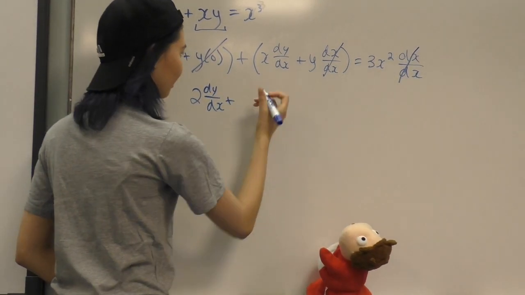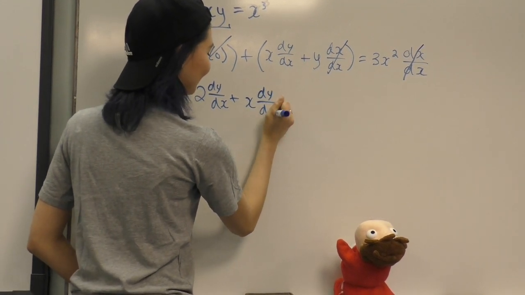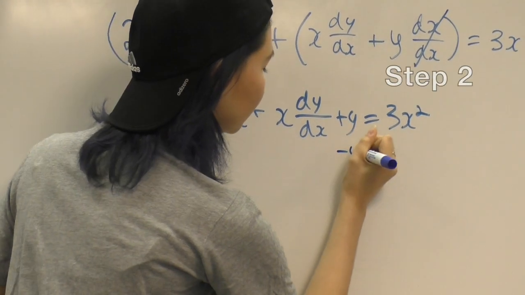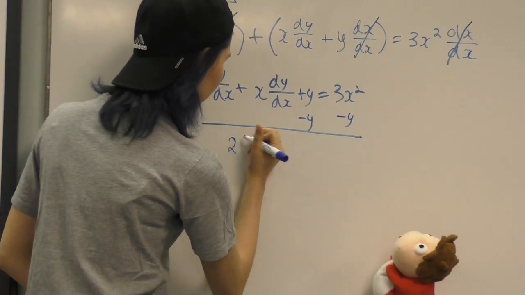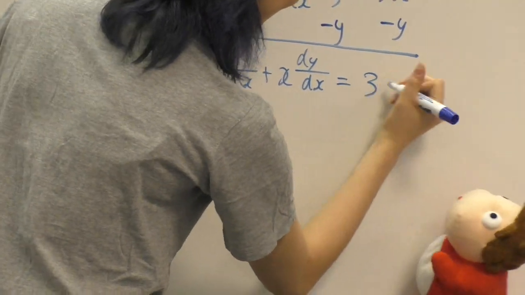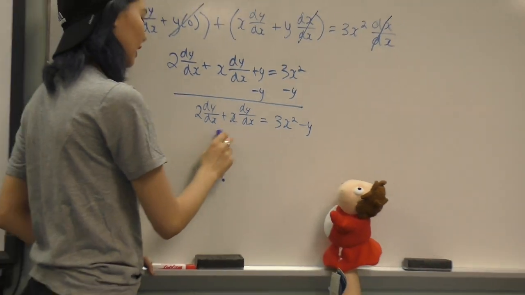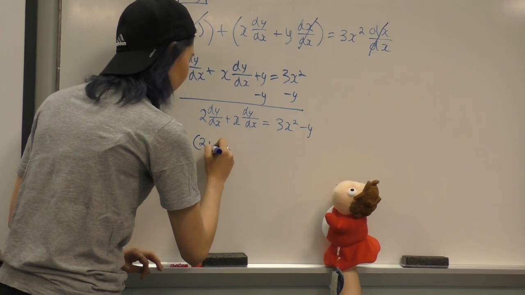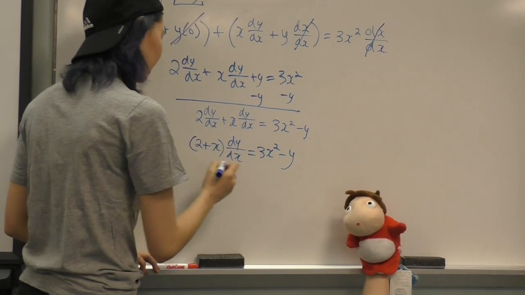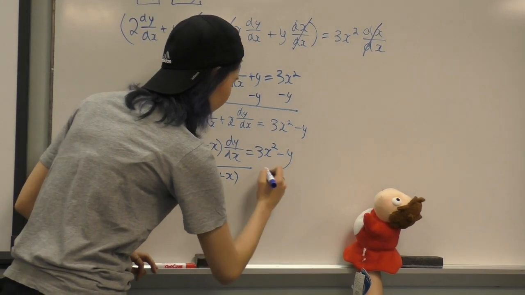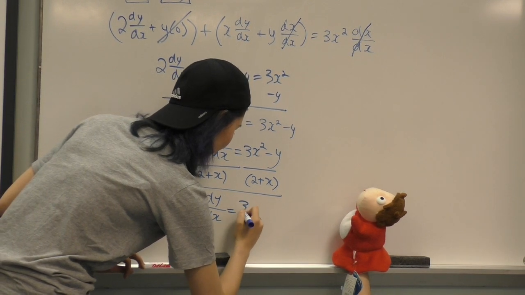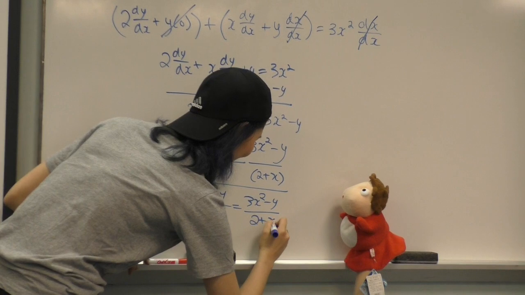This looks hard. It is a little hard, but we're going to do this together. Okay, so we just moved everything down to here, right? First we're going to subtract the y, because it's not part of the dy/dx. Next we're going to get the dy/dx together and separate everything else. So we have (2 + x) dy/dx equals 3x squared minus y. Great. Now we're just going to divide to separate it from the dy/dx. So dy/dx equals 3x squared minus y divided by 2 plus x.